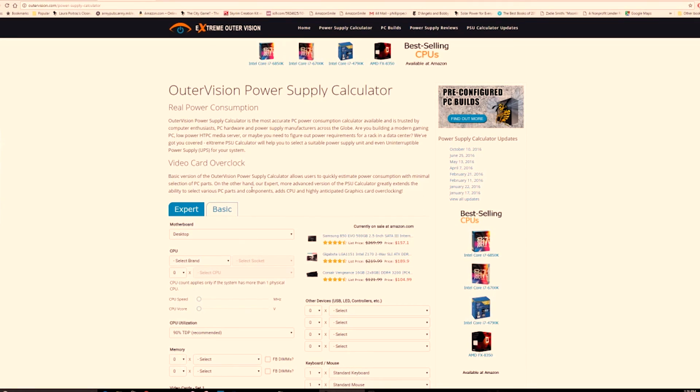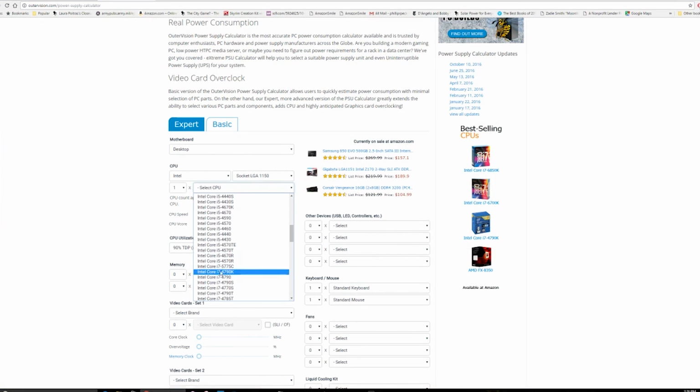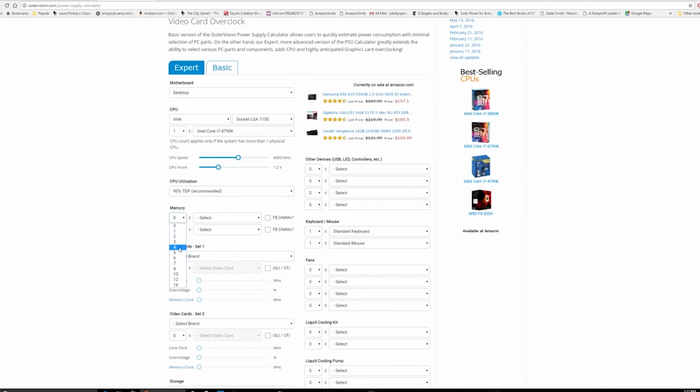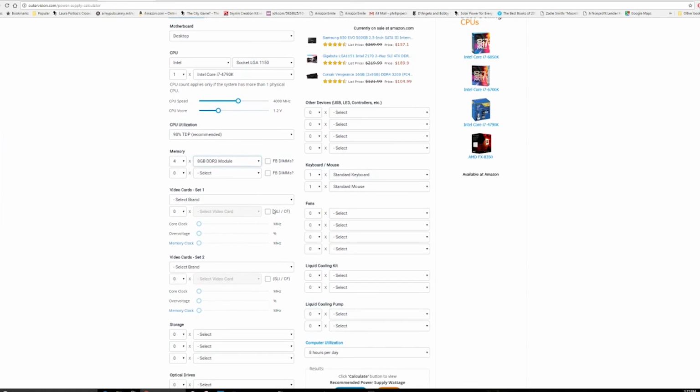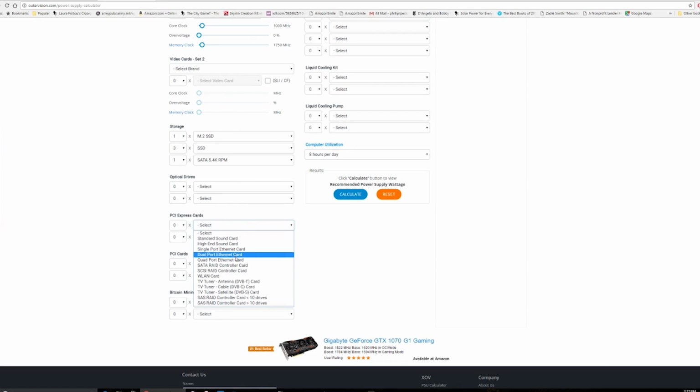Last but not least, some of the reasoning behind switching from a 750 to a 1000 watt. I took a look at the Outervision Power Supply Calculator, a website where you can enter pretty much all the devices and components that you have on your PC, and it will give you a maximum power draw for your system. I was interested to see what the difference in maximum power draw would be between my old Z97 and the new X99. This website allows you to factor in overvoltage of the CPU and GPU, so any voltage that you add in order to get stable overclocks, it's going to factor that in as well.